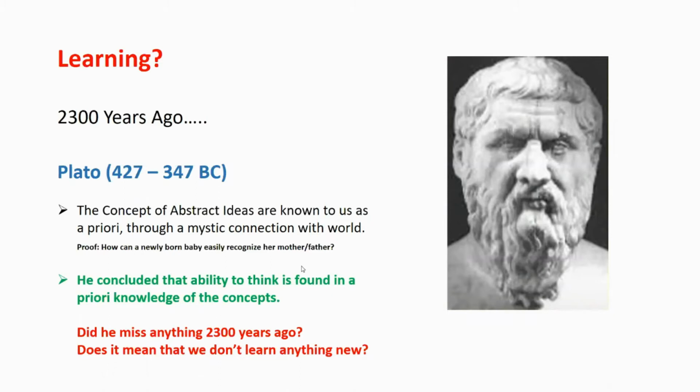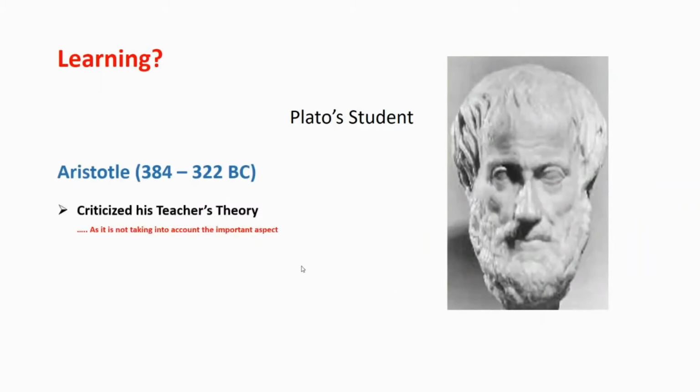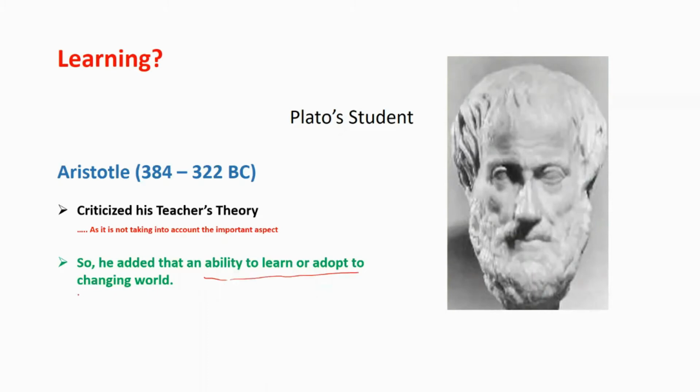But what happens when we learn something new? According to his definition, we can't learn anything new, right? Whatever we learn is through mystic connections. So his student, Aristotle, criticized his teacher's theory, basically Plato's theory, as not taking into account an important aspect. He gave a new definition of learning: the ability to learn or adapt to a changing world is called learning.